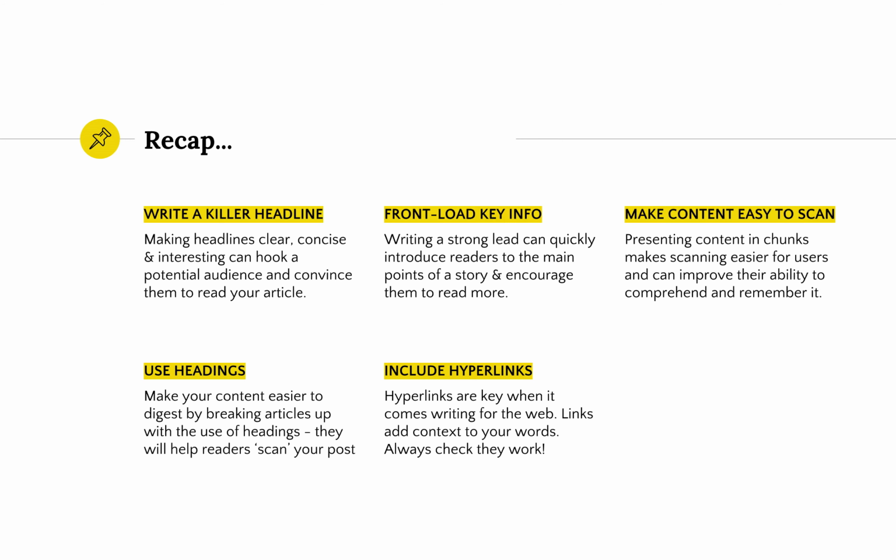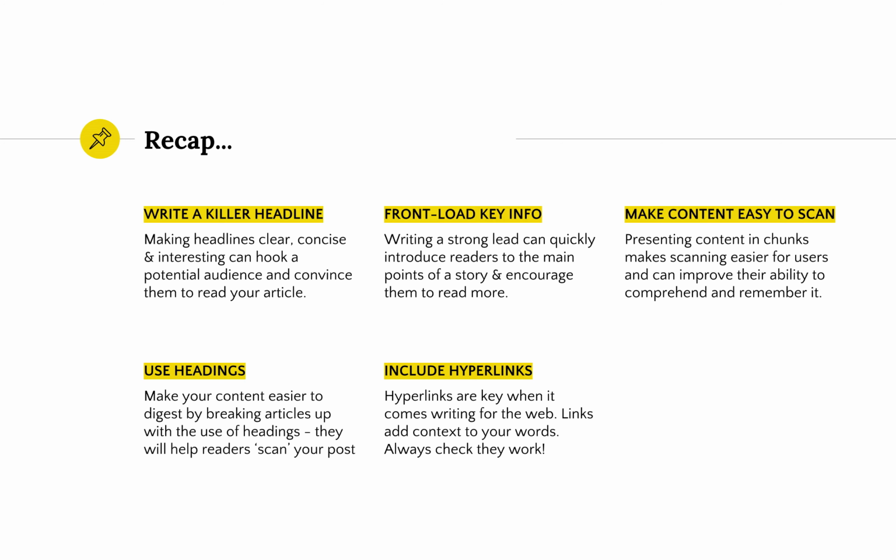Okay, so that's pretty much all we're going to cover today. So just to recap. Key point number 1, write a killer headline. Making headlines clear, concise and interesting can hook a potential audience and convince them to read your article. Number 2, front load key information. Writing a strong lead can quickly introduce readers to the main points of a story and encourage them to read more. Number 3, make content easy to scan.